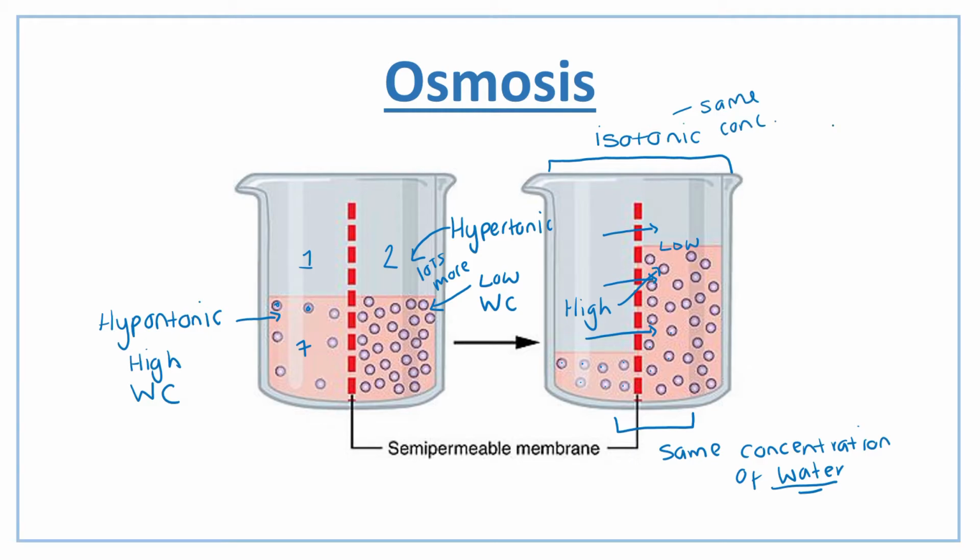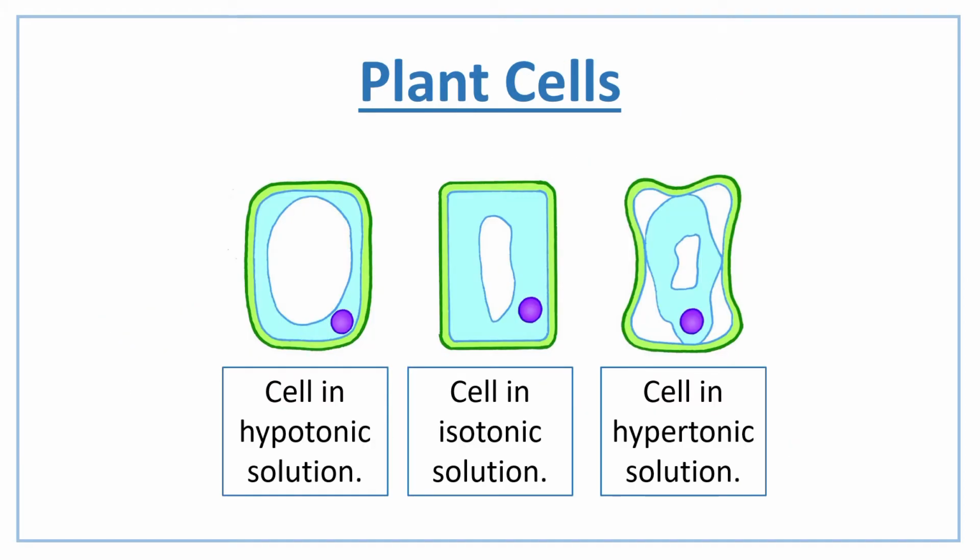Now we're going to look at how that actually plays out in different cell types. So we'll start off with plant cells. So we have a cell here that is in a hypotonic solution. That means that it is in high water concentration. So say for example that this is a piece of potato. Potato is a plant, so if we've got a piece of potato, we have some plant cells there.